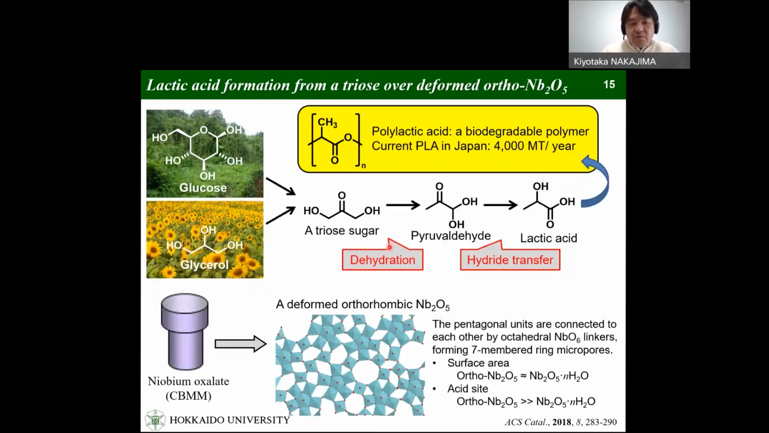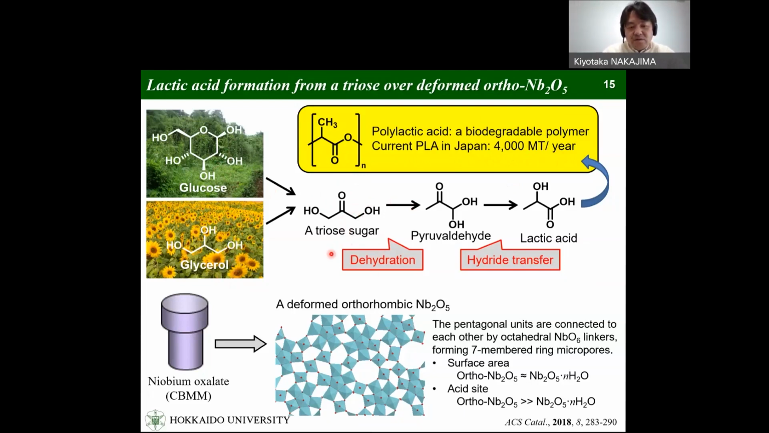And this is the final example of utilizing niobium-based solid catalyst for biomass conversion. You know, lactic acid is one of the very important molecules for sustainable chemical development in the future, because it can be utilized as a monomer for biodegradable polymer. Current PLA production in Japan is around 4,000 million ton in a year, but it is growing. So the triose sugar, as shown here, can be obtained from both glucose and glycerol. These are both biomass-derived molecules.